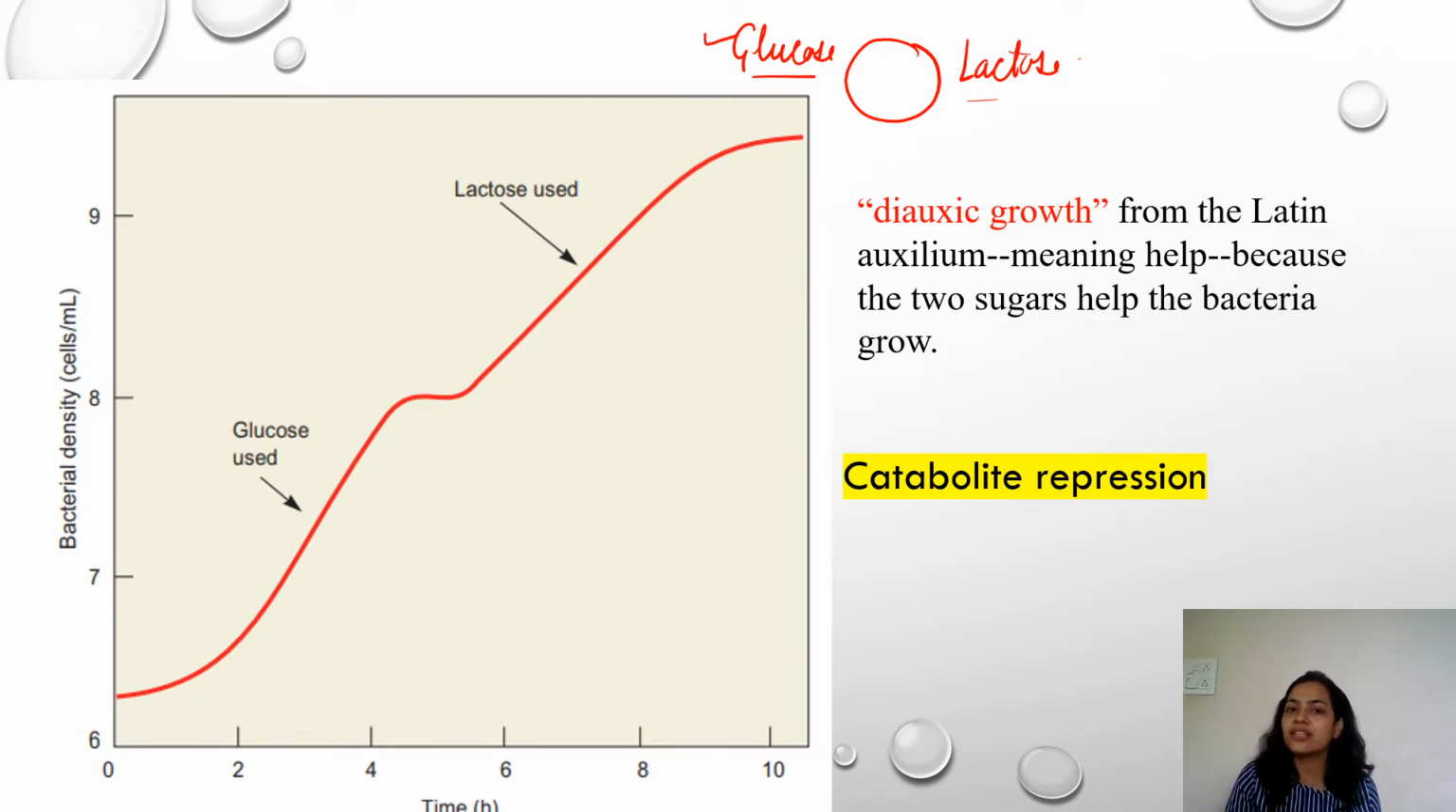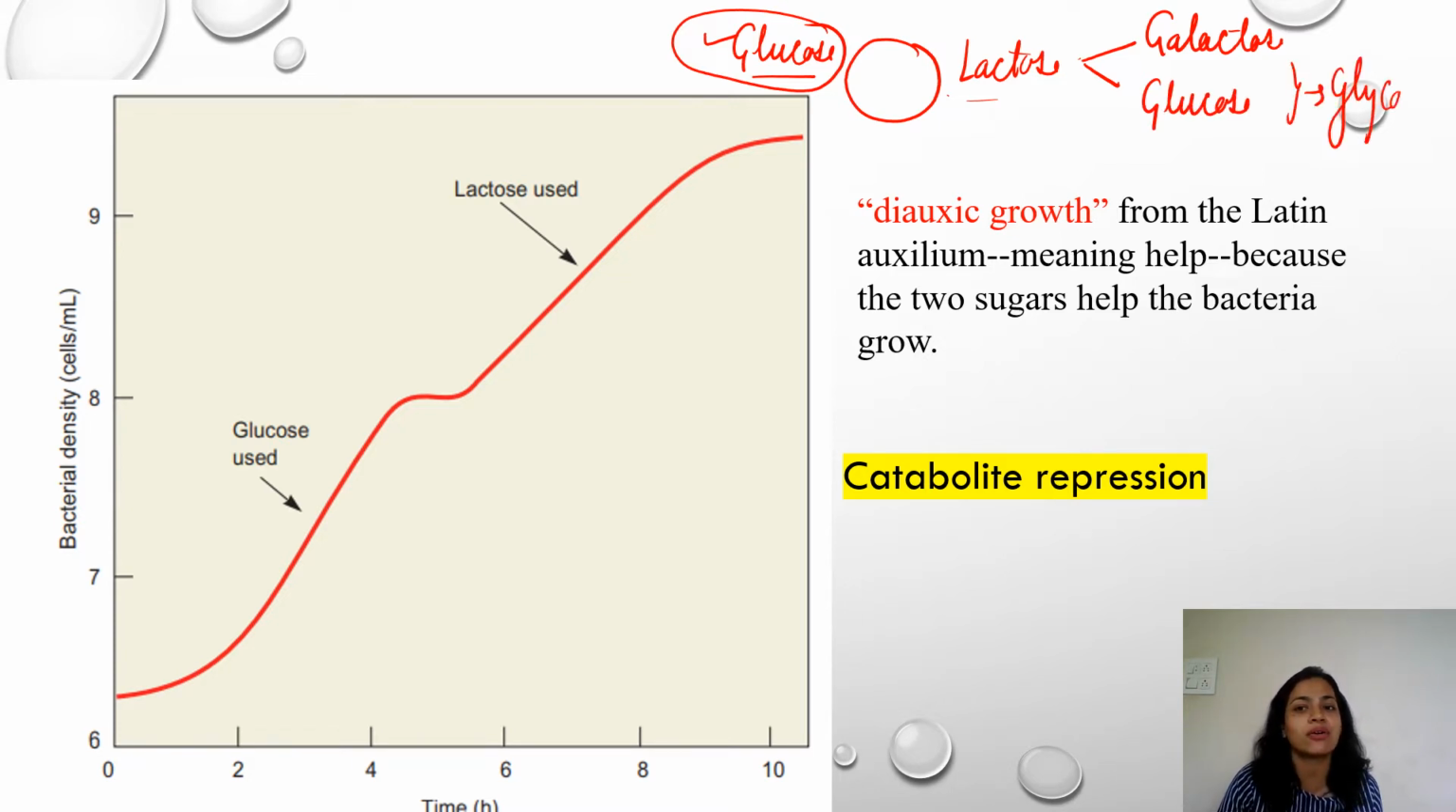So you can see if the bacteria has both sugars in the media, firstly it will always utilize glucose. Why? This I have already told you. Number one, the very important thing is glucose is a monosaccharide. It can directly enter into glycolysis. But lactose is a disaccharide. First it has to be broken down into the monosaccharides, galactose and glucose, and then they enter into glycolysis.